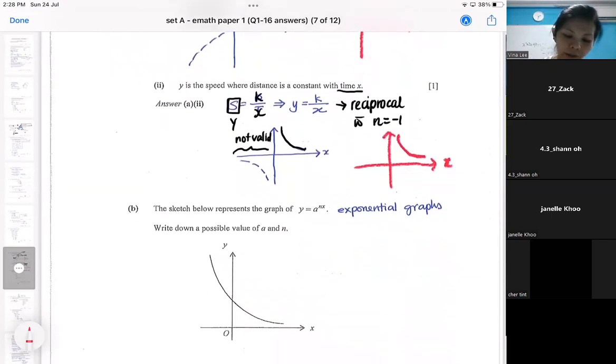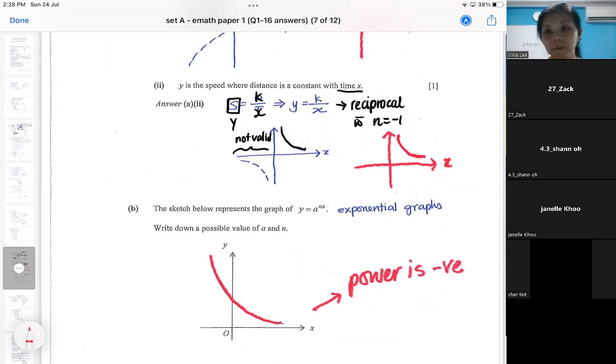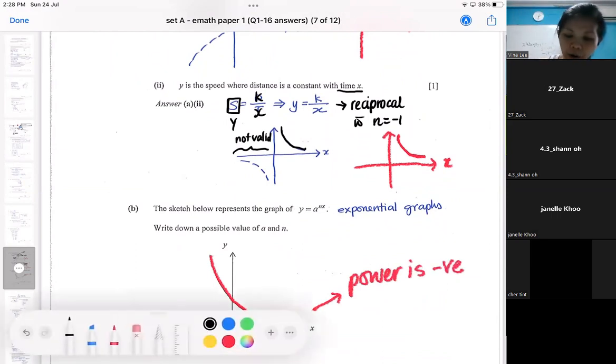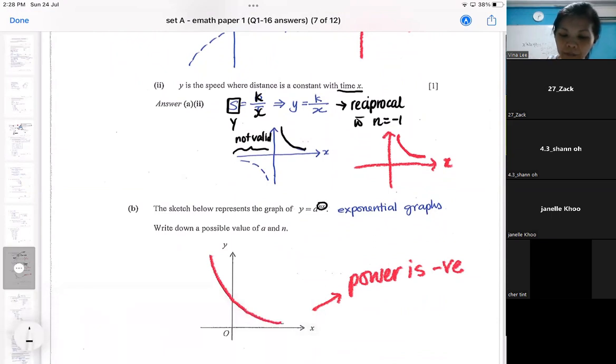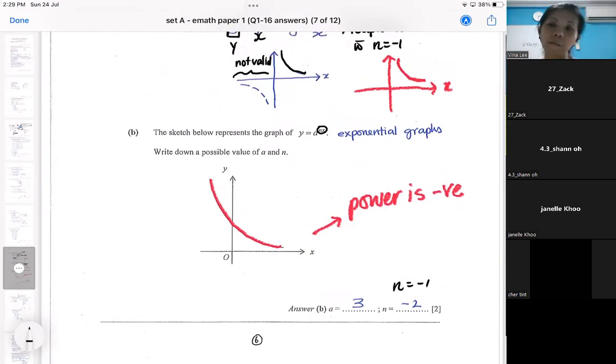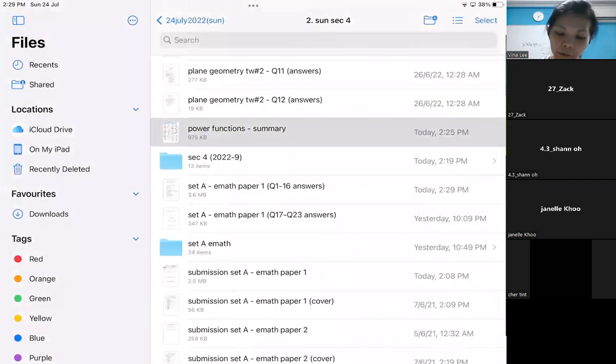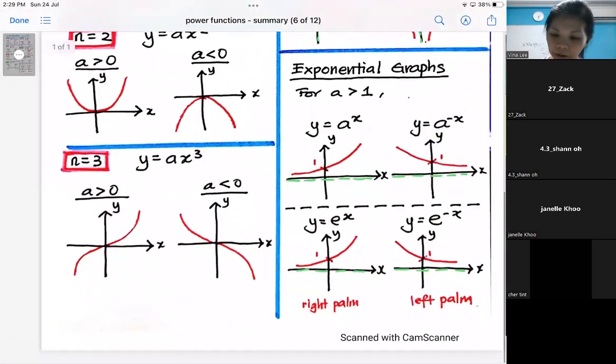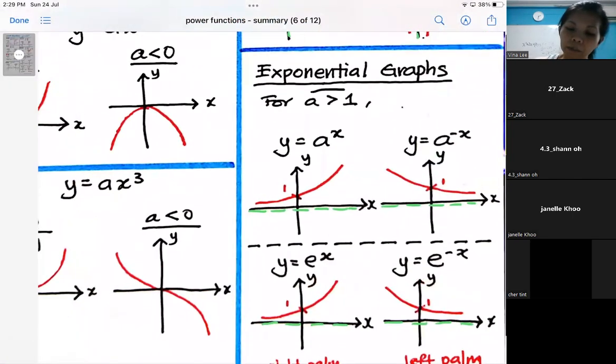Because the direction is this way, I'm expecting the power to be negative. So you can choose any value of n. You can choose a -2, you can choose a -1, as long as it gives you a negative power. And the value of a has to meet a certain condition. Some of you, I marked you wrong. If you refer to the summary, there's a condition: a must be greater than 1.